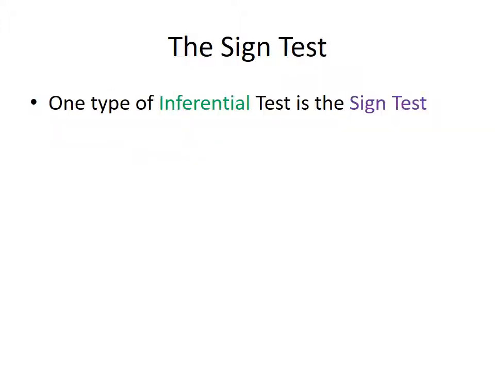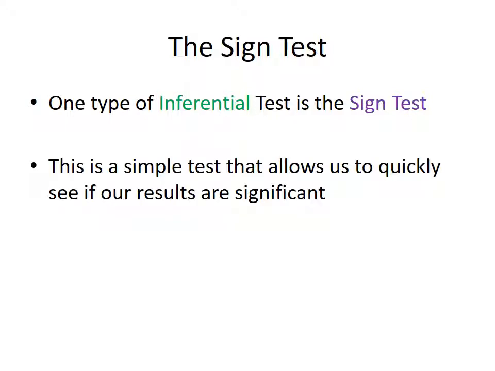So the sign test itself is one type of inferential test. There are loads and loads of different types out there, and depending on how far you pursue psychology, you will encounter more and more of them throughout time. Okay, if you do any kind of science at degree level, you'll come across a lot of different types of inferential test, and they're all the same. They all serve the same purpose, and they all look at the same types of data. Okay. Now, a sign test is the simplest one, really. It allows us to quickly see if our results are significant.